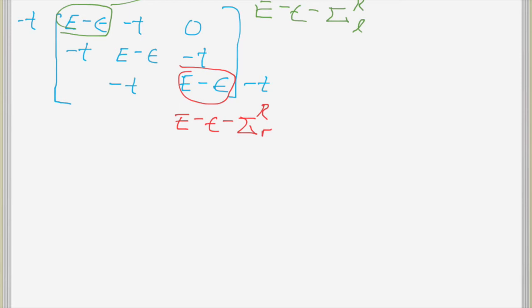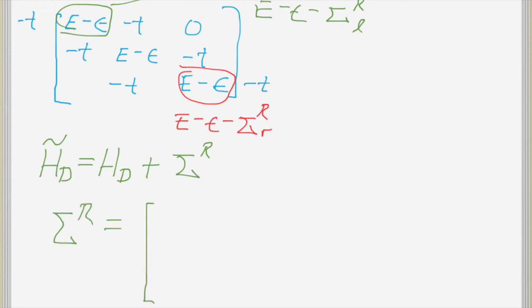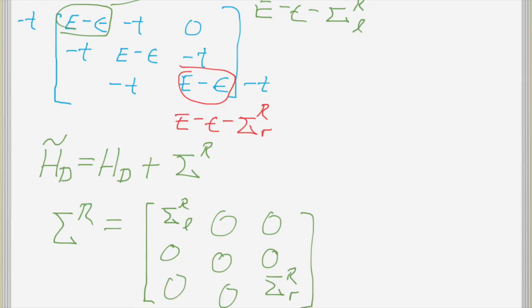And let's just call this modified matrix, we called it H D tilde. The modified Hamiltonian. So the modified Hamiltonian was just our 3x3 plus the sigma r. That's how we defined our modified Hamiltonian. And so the new matrix looks like, if we define our sigma r as a matrix, where you only have non-zero terms, so sigma r left, 0, 0, 0, 0, 0, 0, 0, sigma r right. These are the only non-zero terms in that matrix. They only showed up in the upper left, lower right diagonal.